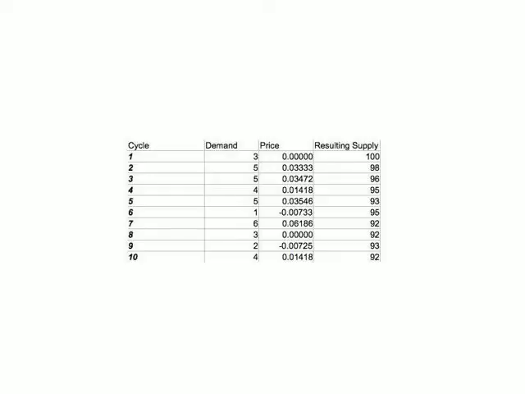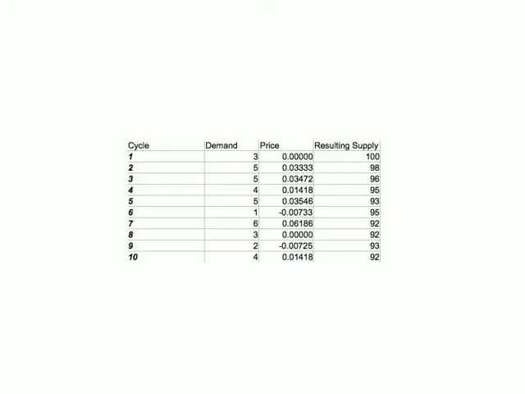The next cycle, we rolled a 5, meaning that there is going to be a demand of 5 within this particular cycle. And as we know, 5 actually outstrips our rate of renewal by 2. So we actually have to draw upon our supply, our reserves, in order to meet this particular cycle's demand. The price that is generated at the end of the cycle is 0.03.